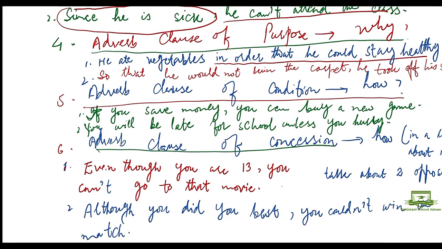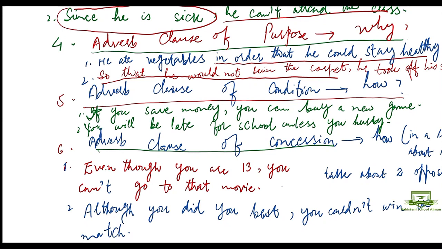Now the second sentence, where the subordinate clause is starting the sentence: "So that he would not ruin the carpet, he took off his shoes." Why did he take off his shoes? So that he would not ruin the carpet, an adverb clause of purpose.